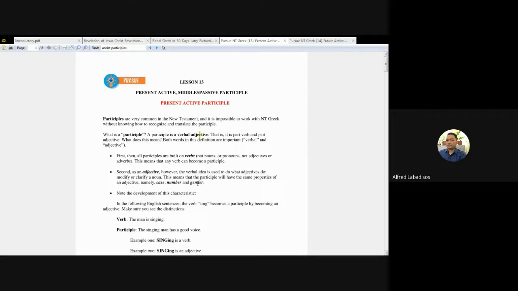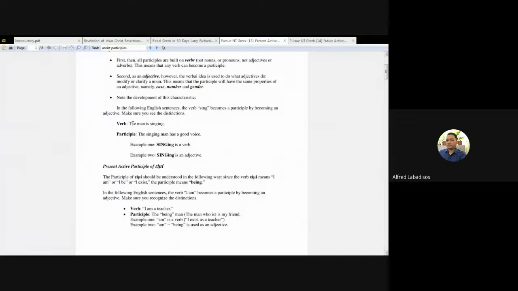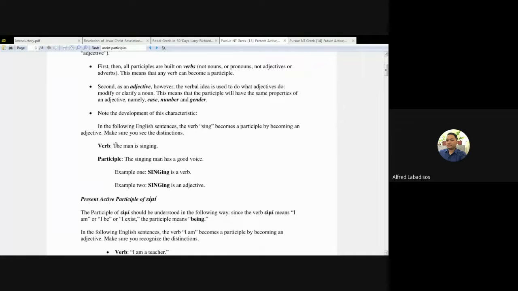So participles are verbal adjectives. They are formed on verbs, yet they have qualities like an adjective: case, number, and gender. For example, we have an example here. The man is singing. The word singing here is a verb. For the participle, it's: the singing man has a good voice.